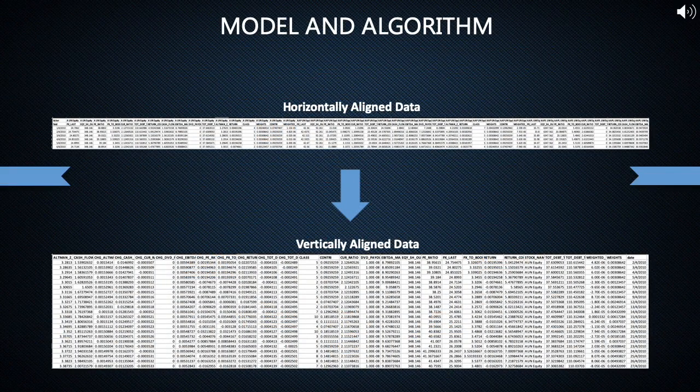Vertically realigning our dataset basically means placing stocks one above the other instead of side by side.